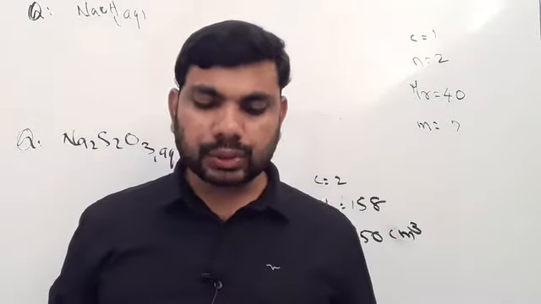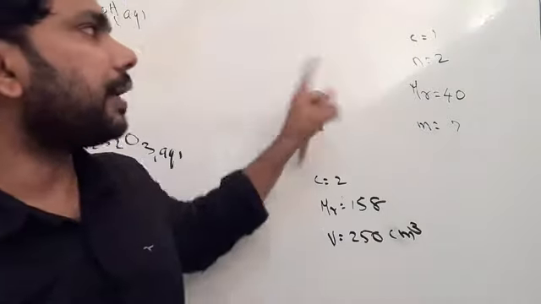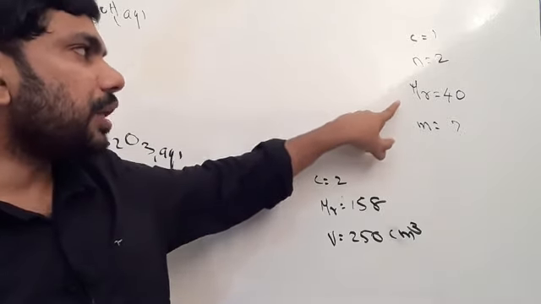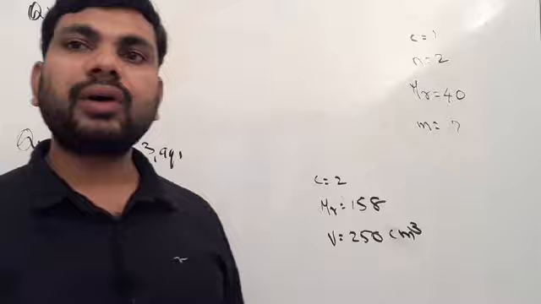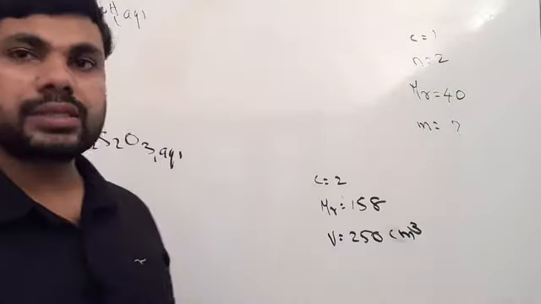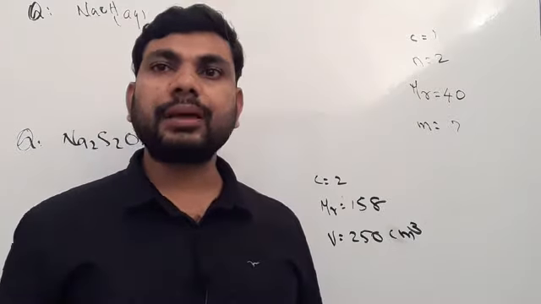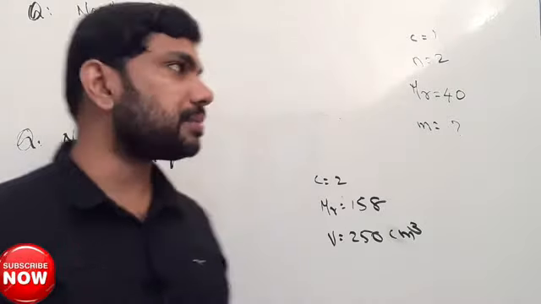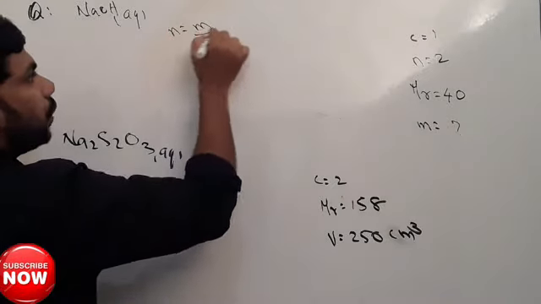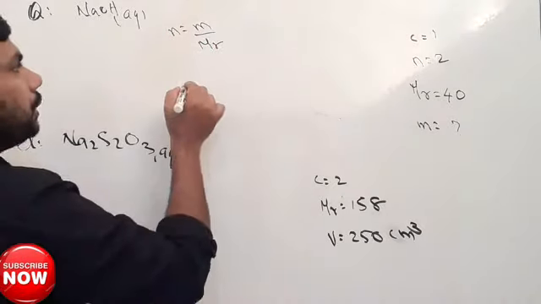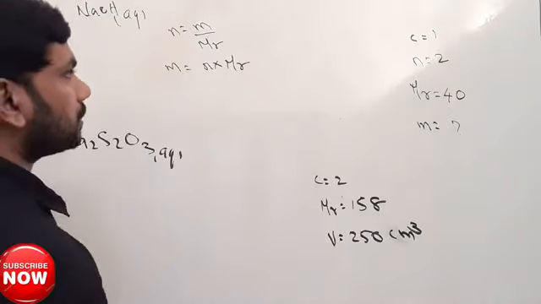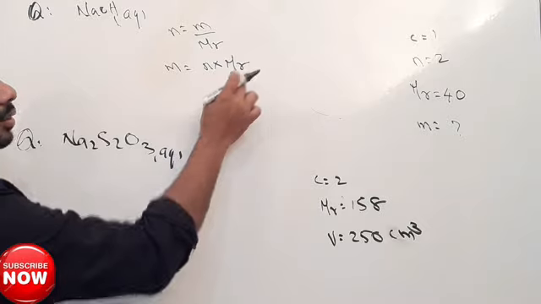Sodium hydroxide solution, its concentration is given. Concentration 1, number of moles 2, molecular mass 40, and we have to find its mass. We have to find the mass of sodium hydroxide in this solution. So how can you find the mass of a substance? You have this equation: number of moles is equal to mass over molar mass. So mass is equal to number of moles times molecular mass.